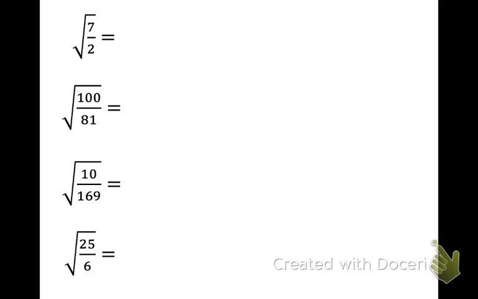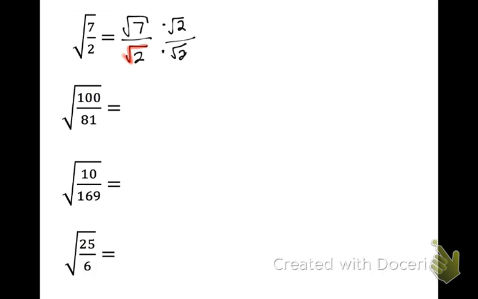Okay, here's some more practice problems. Square root 7 over square root 2. I can't take the square root of 7. I can't take the square root of 2. They're not perfect squares. So I'm going to rewrite it as square root of 7 over square root of 2. I cannot leave this radical in the denominator. It's not good form. So I'm going to multiply the top and the bottom by square root of 2.